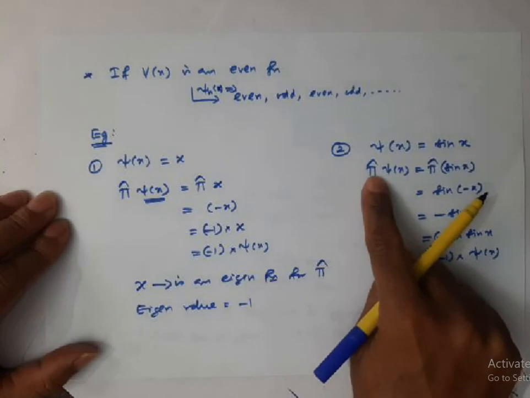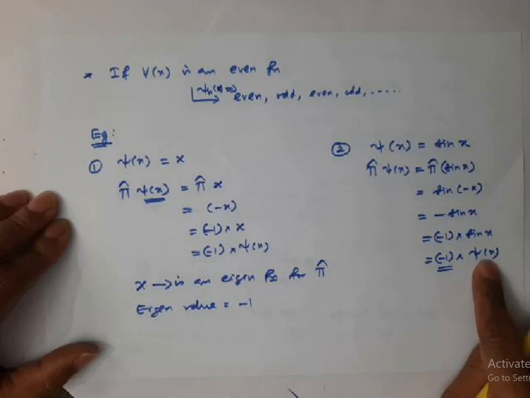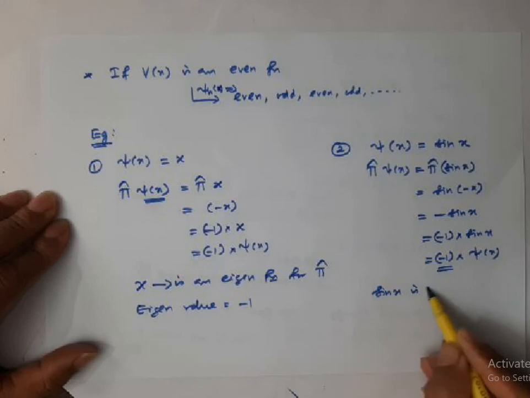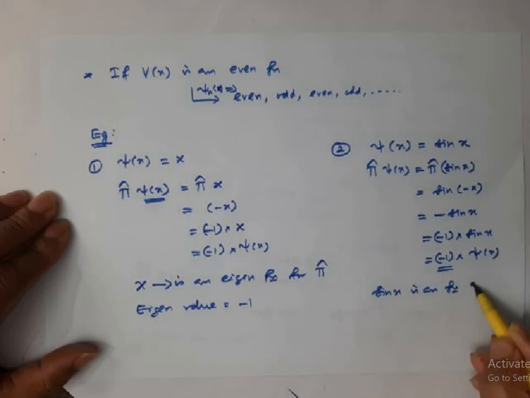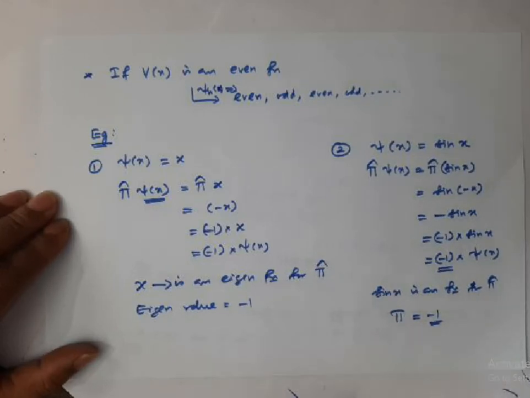I applied the operator to the function and got the same function multiplied by a constant. Therefore sin x is an eigenfunction of the parity operator. We represent the eigenvalue of the parity operator by the symbol pi, so pi equals minus 1. The eigenvalue is minus 1.